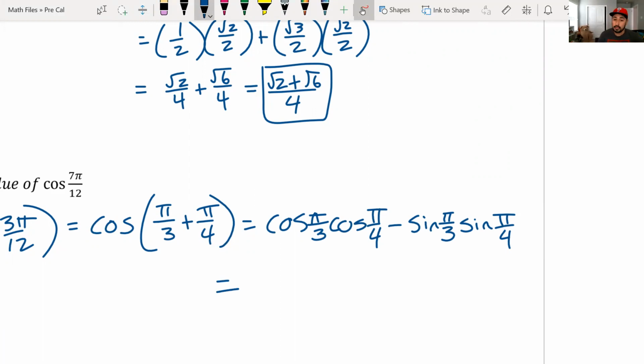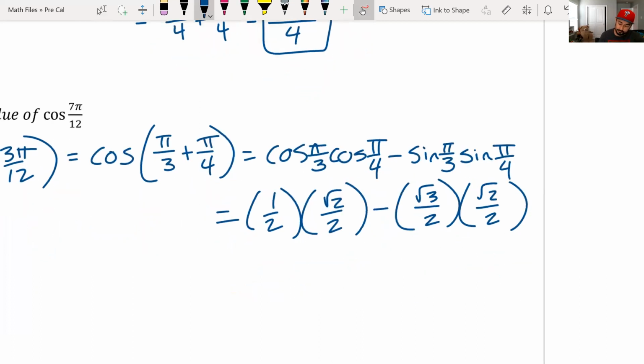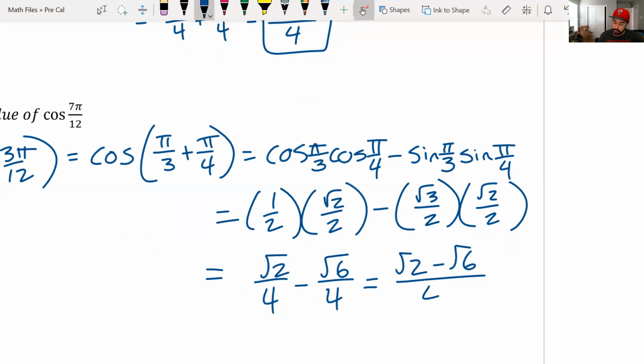Unit circle time. Cosine at pi over 3, 1/2. Cosine at pi over 4, square root 2 over 2. Sine at pi over 3, square root 3 over 2. And sine at pi over 4, square root 2 over 2. And then multiply: square root 2 over 4 minus square root 6 over 4 gives me square root 2 minus square root 6 over 4. There we go.